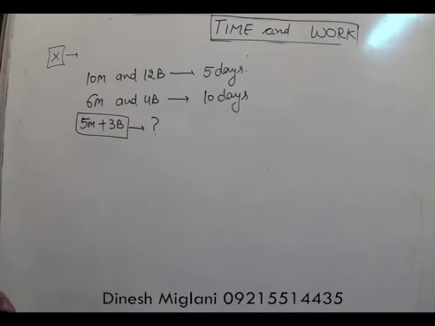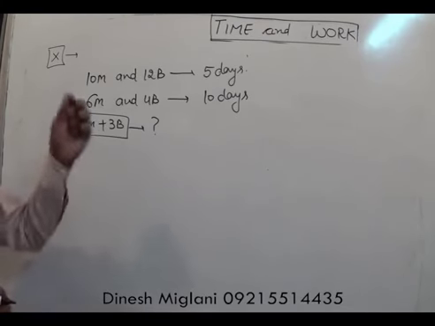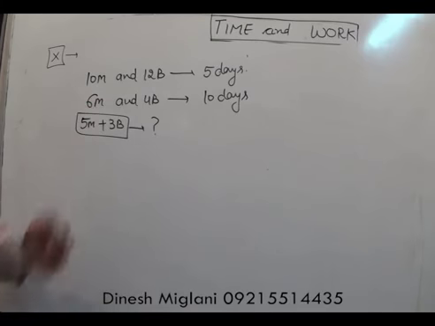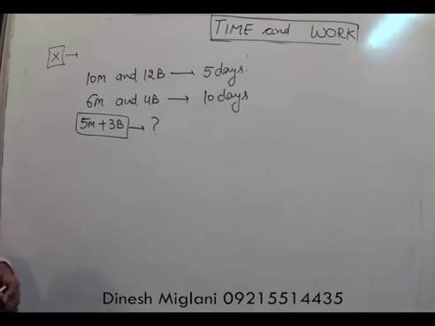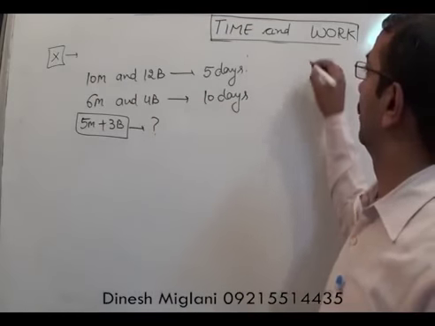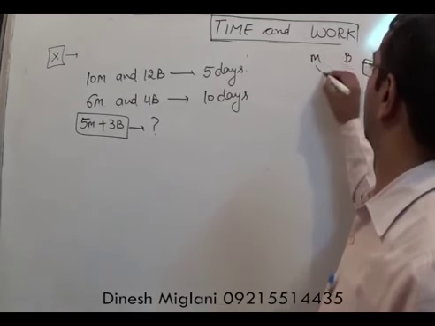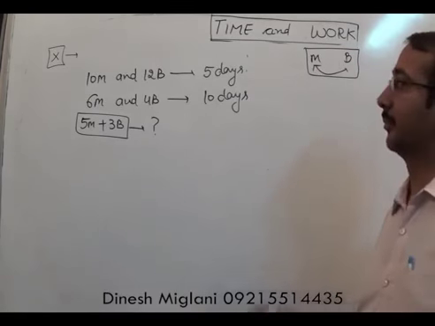Just understand the question again. What this question talks about: 10 men and 12 boys, they take 5 days to do a work. 6 men and 4 boys, they take 10 days to do a work. And what we have to answer: how much time will be taken by 5 men and 3 boys to do the same work. For these type of questions, our approach would be very simple. How we can go for it? By just looking at the question, first of all, we try to find the relationship between men and boys. How we can find it?